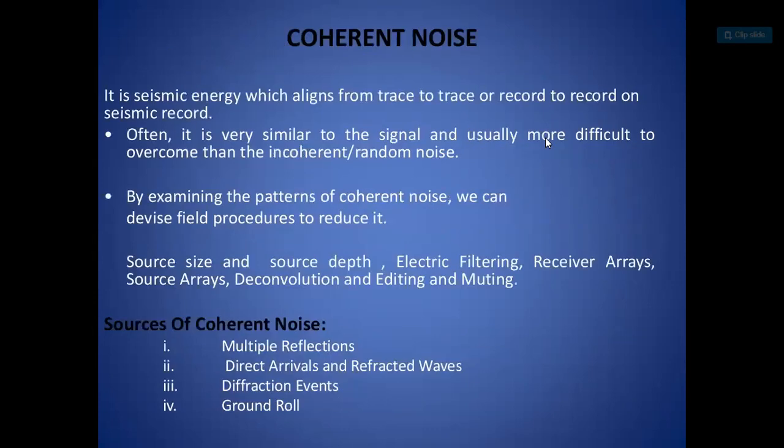Coherent noise is seismic energy which aligns from trace to trace or record to record on the seismic record. Often it is very similar to the signal and usually more difficult to overcome than incoherent or random noise. By examining the patterns of coherent noise, we can devise procedures to reduce it: source size and source depth, electric filtering, receiver arrays, source arrays, deconvolution, and editing and muting. Sources of coherent noise: multiple reflections, direct arrivals and refracted waves, diffraction events, and ground roll.